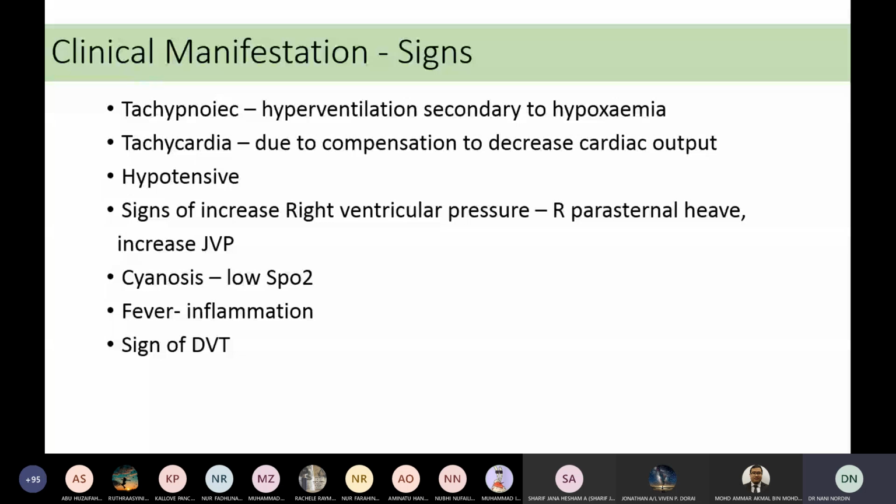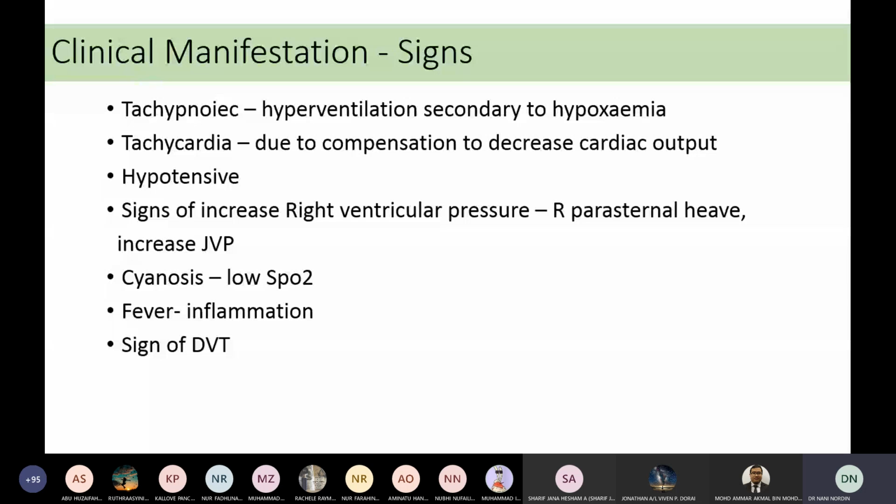So the patient can come with cyanosis. The patient can have fever because of inflammation. There will also be an inflammatory process with the pulmonary embolism. And you can also look for signs of DVT. So these are the signs. Just now it was the symptoms, and these are the signs.